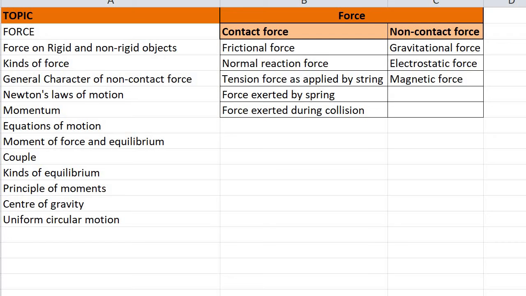This frictional force can be felt everywhere. For example, when we are walking, the force exerted by you makes you move, whereas at the same time the frictional force offered by the road helps you to move. So the frictional force is offered by the road in the opposite direction to the one you're walking.